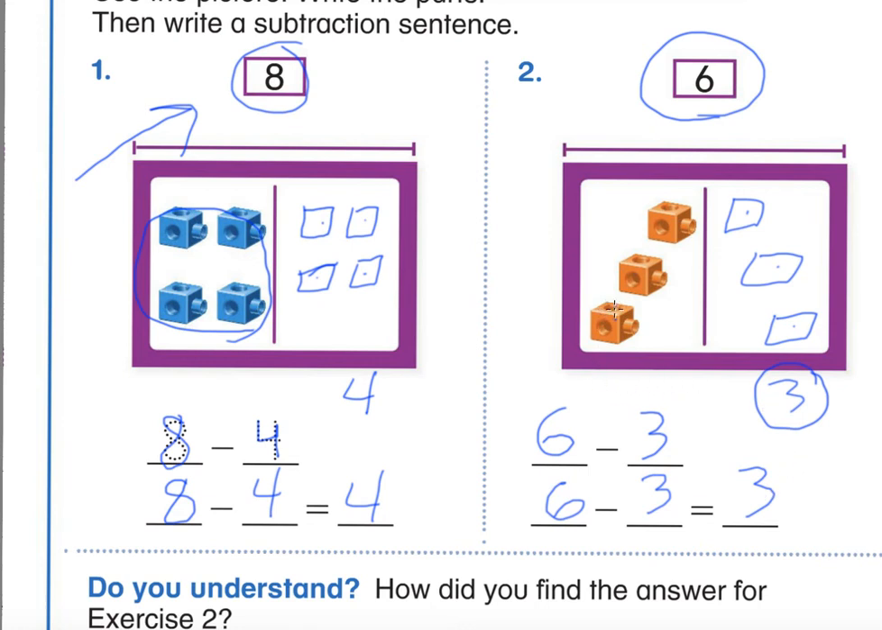And that's it. That's all there is to it. Just count on from the number that they give you all the way up to our whole number and draw a picture as you do it. And then whatever amount of pictures you draw, that's our missing part.